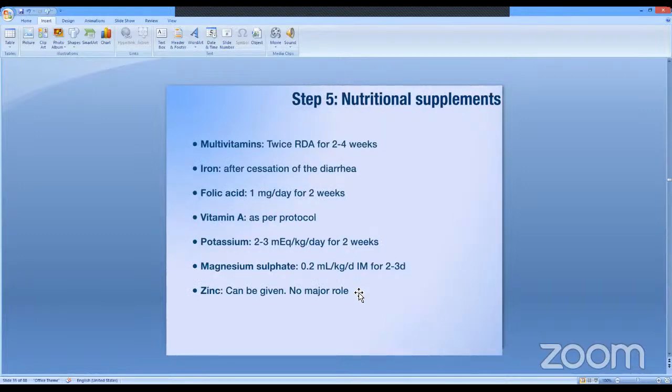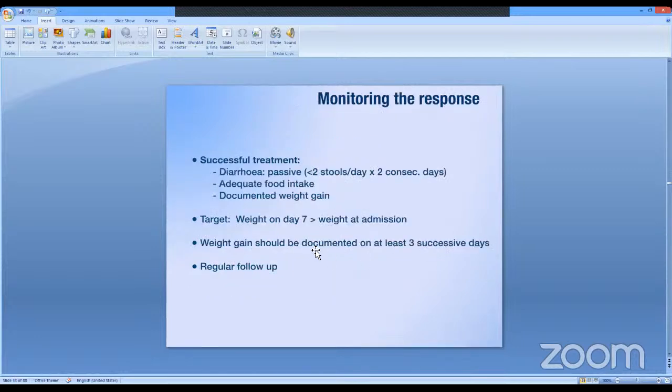So nutritional supplements, twice the recommended dose for 2 to 4 weeks. Iron, remember iron after cessation of the diarrhea. Folic acid 1 milligram per day for 2 weeks. Vitamin A as per protocol. Potassium 2 to 3 milliequivalent per kg per day for 2 weeks. And magnesium 0.2 ml per kg per day IM for 2 to 3 days. And zinc can be used, but in chronic or persistent diarrhea, the role of zinc is not established. So no major role.